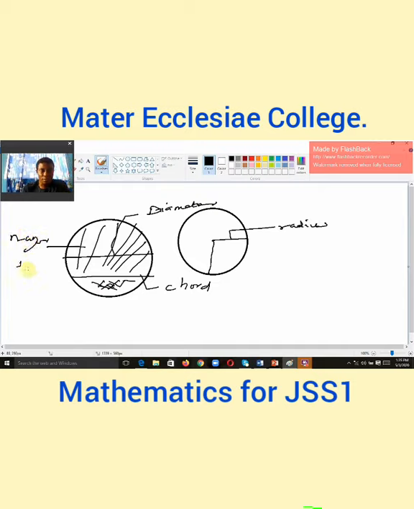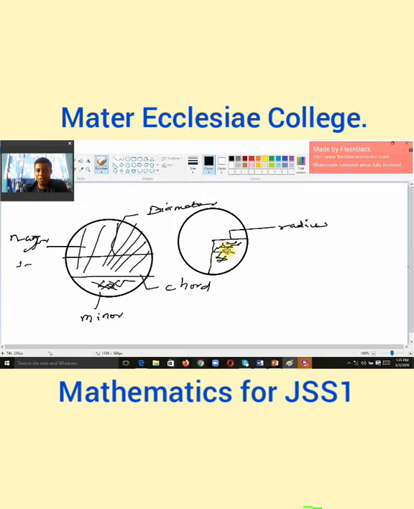So major segments. Please don't mind my handwriting. So this part now is the minor segment. So this is major and this is minor. So the bigger part is major and this is minor. Now I want to explain something.